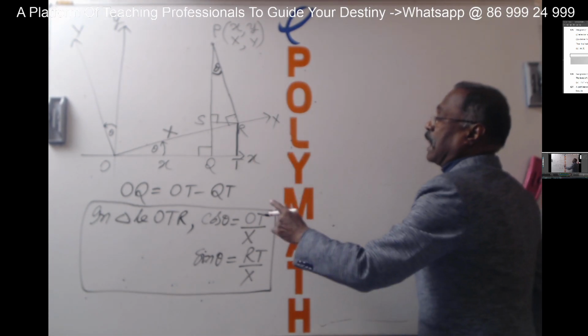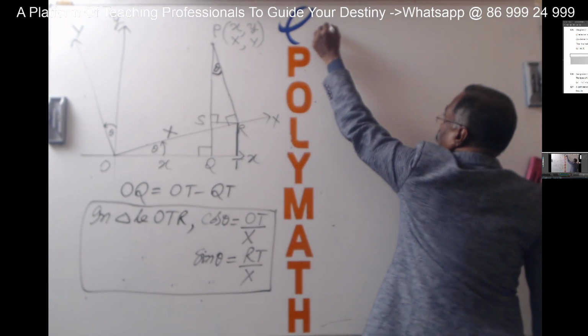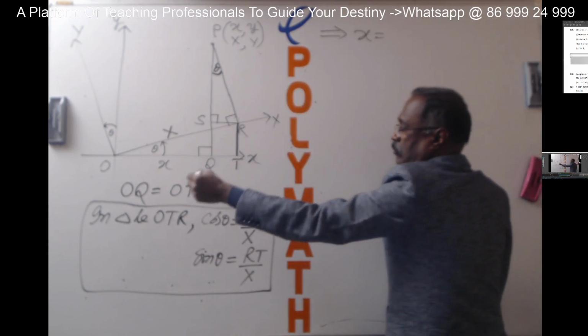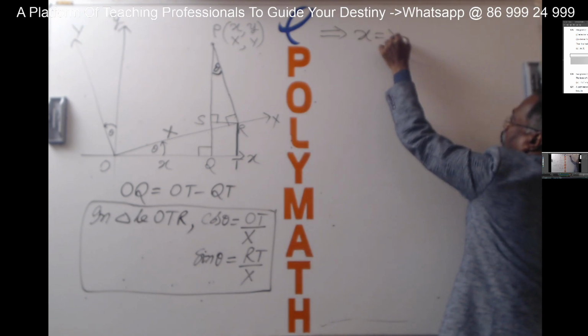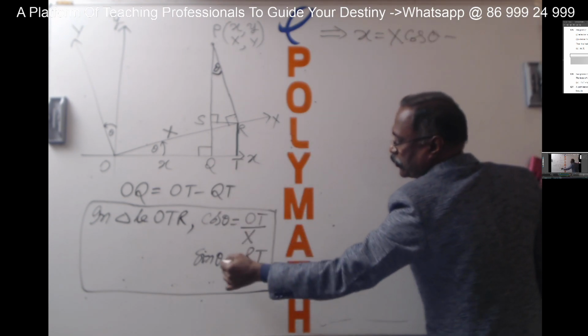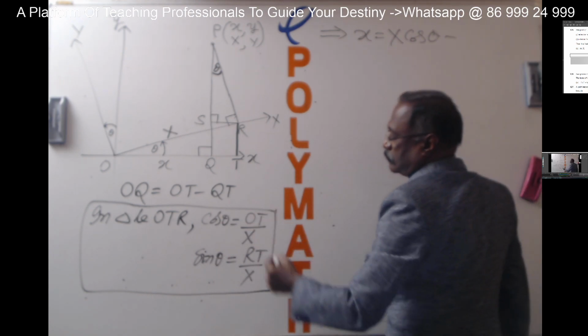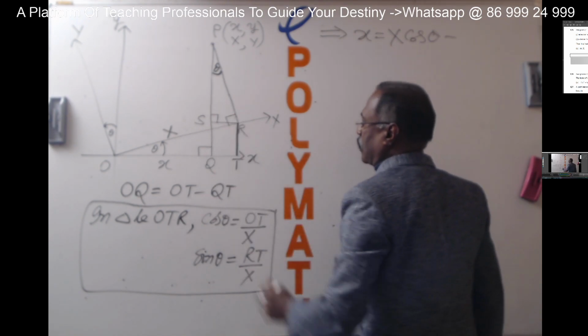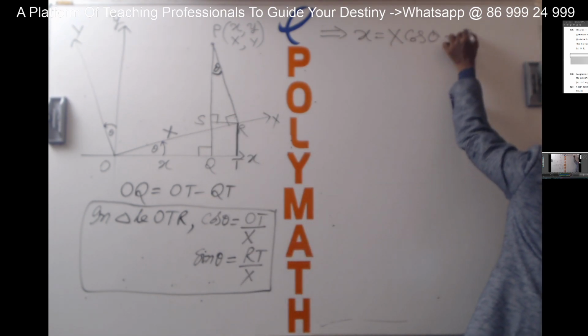Now, let us substitute that. OQ, which is small x, is equal to OT, which is X cos theta, minus QT. This QT is nothing but SR.